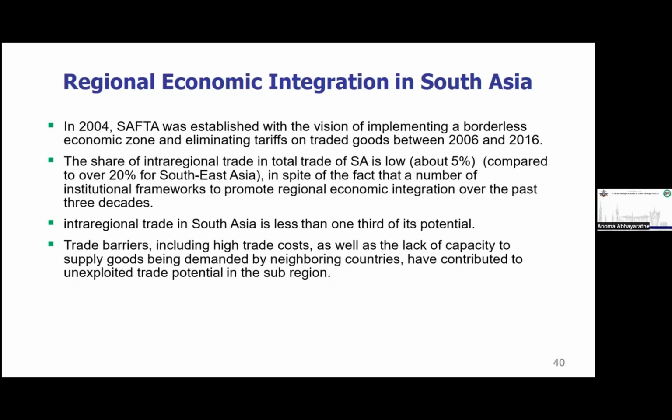One reason could be that the goods produced in those South Asian countries are similar. We have similar resources and produce similar goods. But that percentage is over 20% in Southeast Asia. Interregional trade in South Asia is less than 1/3 of its potential. There are trade barriers, including high trade costs. Trade barriers are not only in the form of taxes. There is a lot of red tape.